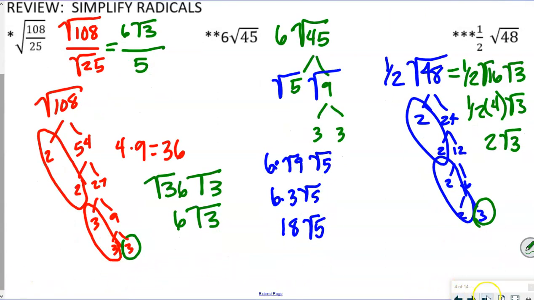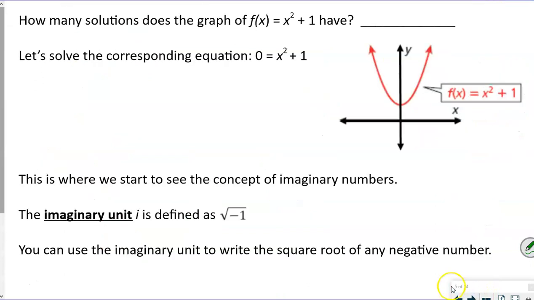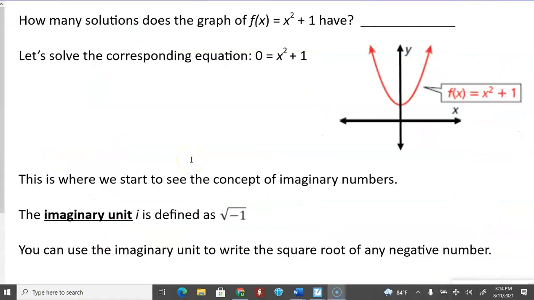Okay, let's see if I can get this thing to go to the next page, y'all. So this is how many solutions does the graph of f of x equals x squared plus 1 have? So the first thing I got to do is see if you guys remember how we can tell by looking at a graph what the solutions are. So if you guys recall, when a graph crosses the x-axis, that's how we can determine if it has solutions and how many solutions, okay?